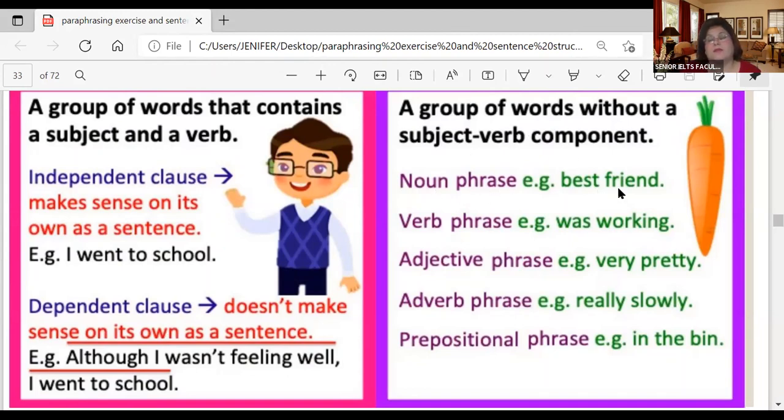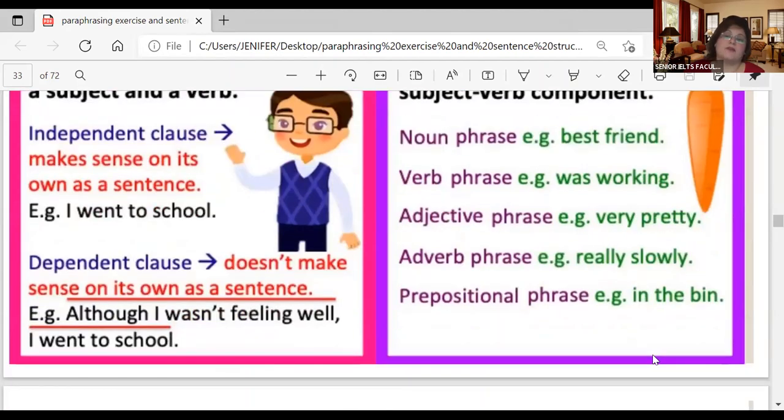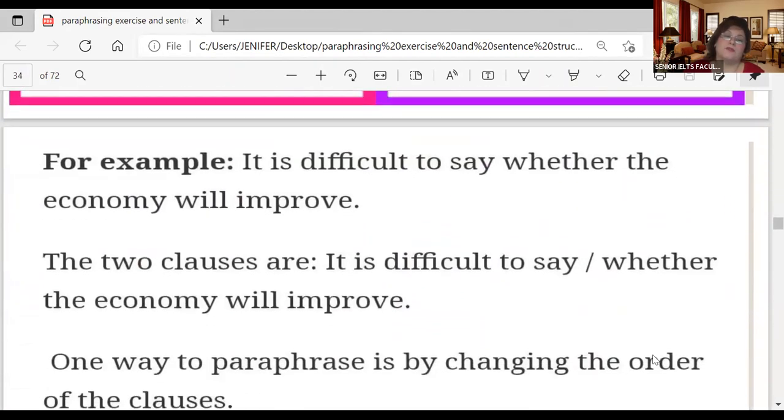नाउन फ्रेज में बेस्ट फ्रेंड, वर्ब फ्रेज में वॉज वर्किंग, एडजेक्टिव फ्रेज में वेरी प्रिटी, एडवर्ब फ्रेज में रियली स्लोली, प्रेपोजिशनल फ्रेज में in the bean. This is how you are going to differentiate between clause and a phrase.